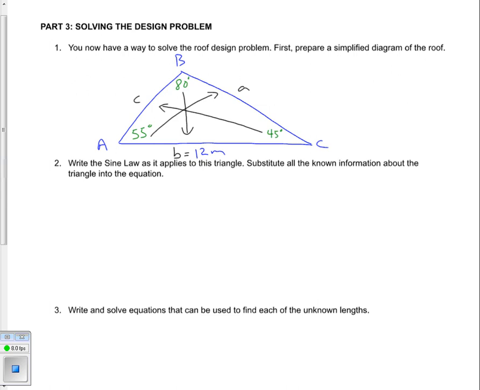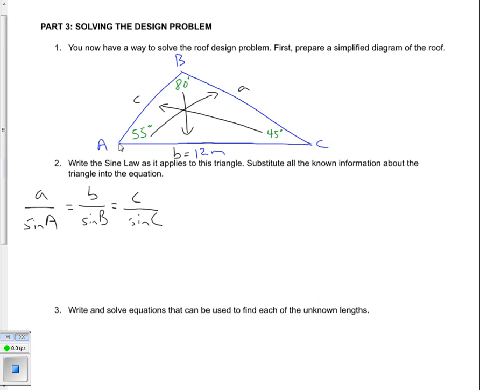Okay. So in part 2, it says we have to write the sine law as it applies to this triangle and then substitute our known information into the triangle to solve. So we know that the base sine law is a over sine A, which is equal to b over sine B, which equals c over sine C. So the length of side A divided by the sine of angle A is equal to the length of side B divided by the sine of angle B, which is also equal to the length of side C divided by the sine of angle C.